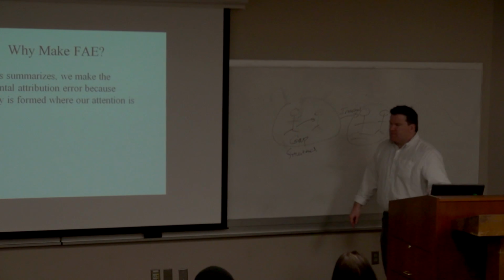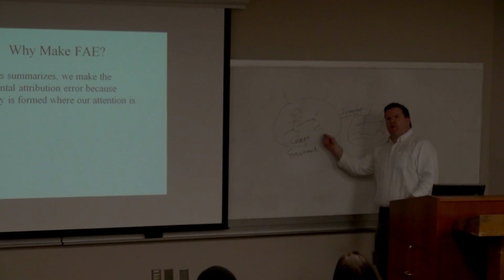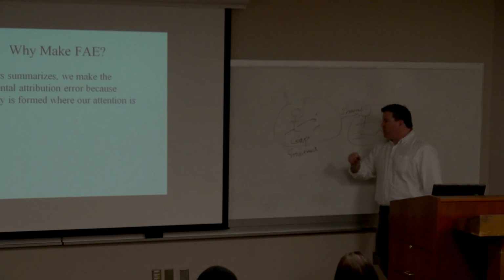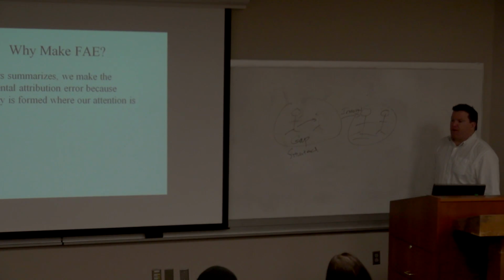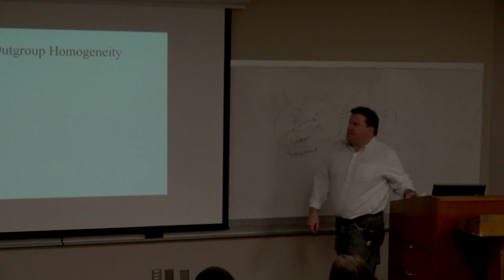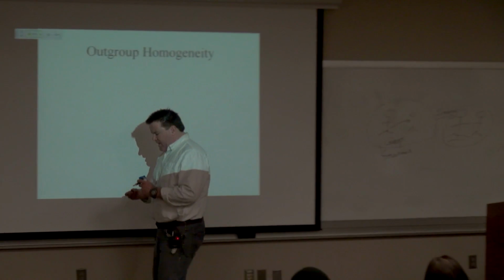So that's the first one: we make these different attributions for ourselves and for our group, and other groups do the same thing. There's another assumption people tend to make about groups, and it goes by the fancy name outgroup homogeneity.